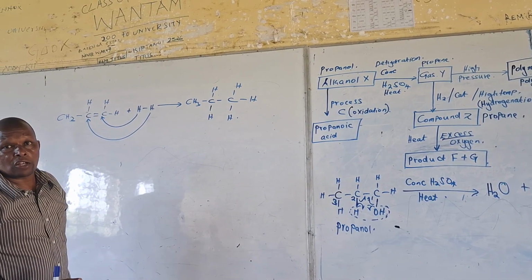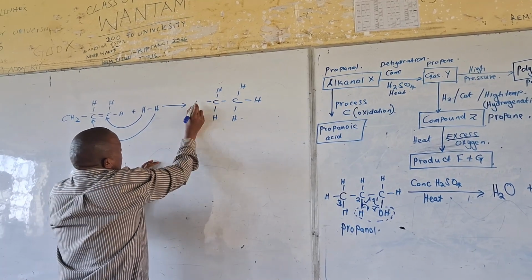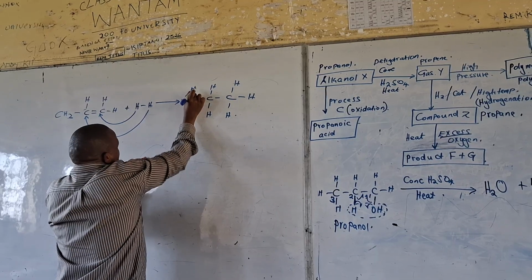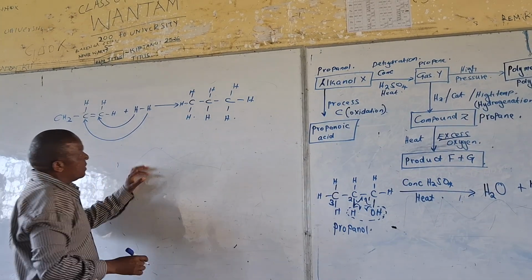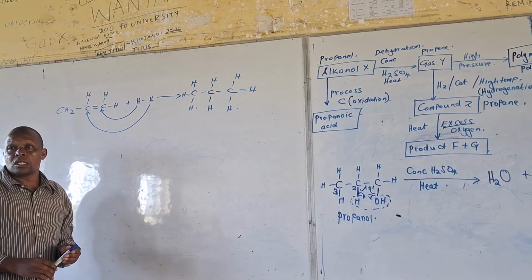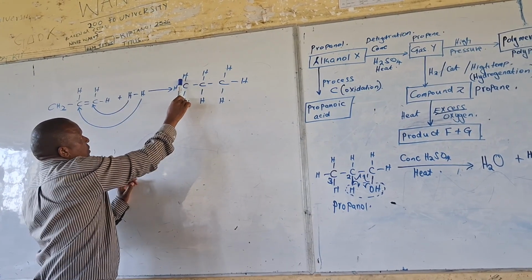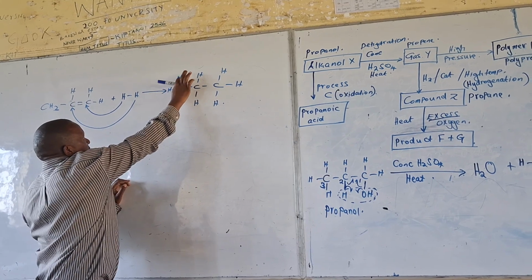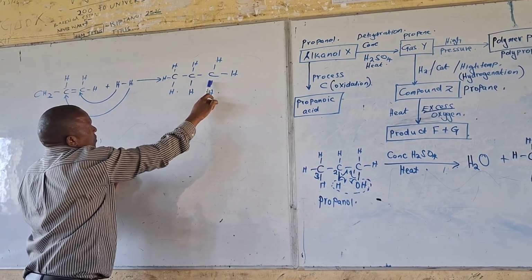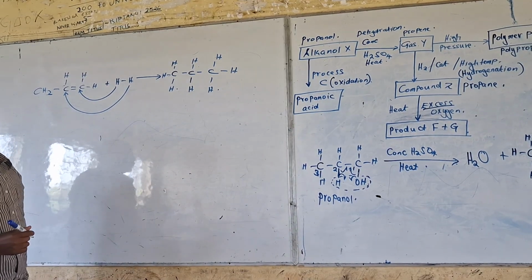Each carbon is to be surrounded by how many covalent bonds? 4. So let us open this one so that you can see the covalent bonds which are present. For each carbon, we should be having how many covalent bonds? 4. So this carbon here we have 1, 2, 3, 4. This one 1, 2, 3, 4. This one 1, 2, 3, 4. So each carbon has been satisfied.